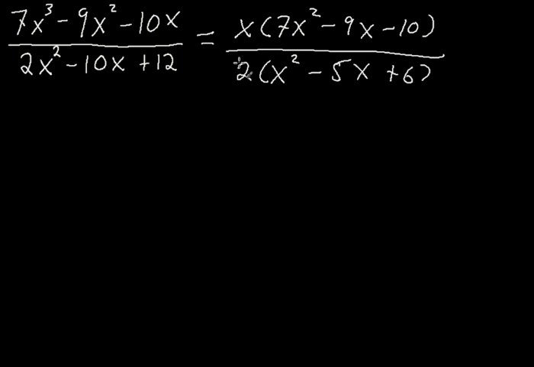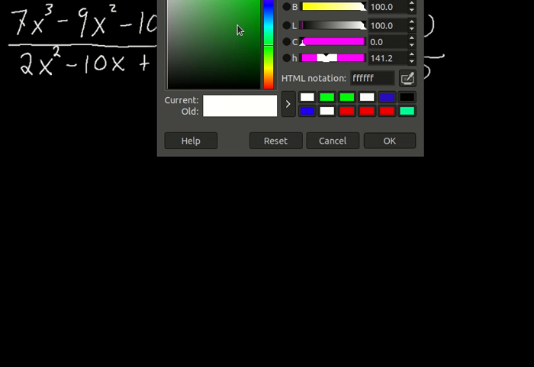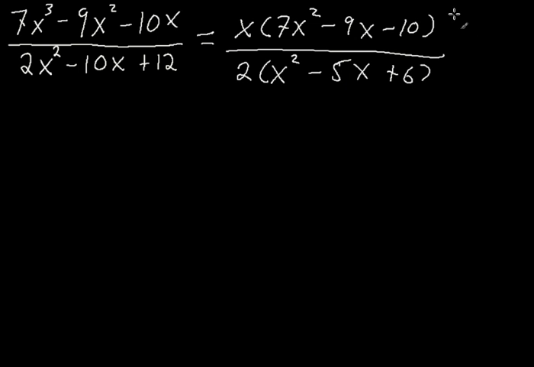I can't cancel anything out between the greatest common factors of the numerator and denominator, but now I can at least work on the numerator more and see what I can do. So 7 is not a perfect square, and it's not the number 1. So it looks like I'm going to have to use the AC method. I'm going to change colors and work on that, and then I'll plug it back in. So 7x squared minus 9x minus 10.